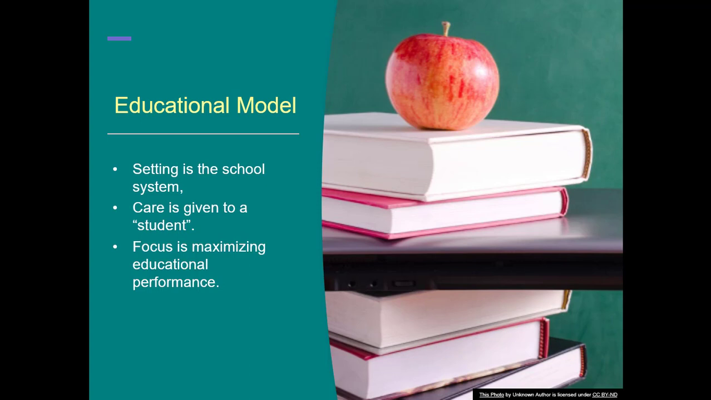The next model is the educational model. The primary setting of this model is in the school system, as the name implies. The persons receiving services are students. The emphasis here is on maximizing the educational performance of the student. This can be done through remedial programs such as speech therapy or environmental adaptations like assistive technology. No matter the student's impairment, physical, cognitive, or emotional, the services must be aimed at ultimately improving academic success.